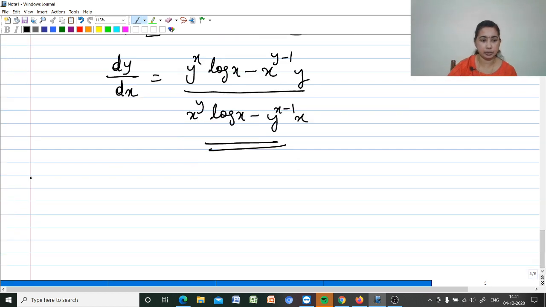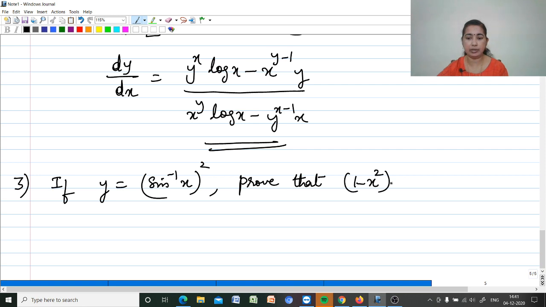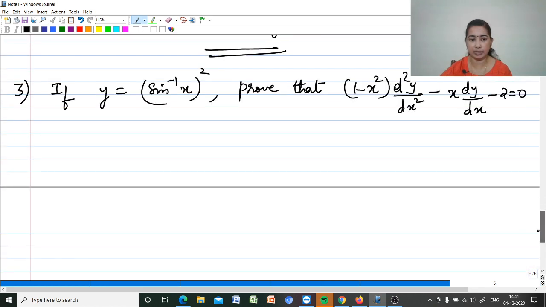Now, next question, question number 3. If y is equal to sine inverse x whole square, prove that 1 minus x square into d square y by dx square minus x into dy by dx minus 2 equal to 0. How can we prove this? Given that y is equal to sine inverse x whole square, we have to find what is dy by dx and what is d square y by dx square.